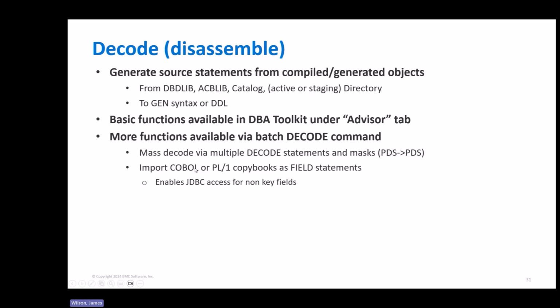There's a way to actually take the decode, and as you're decoding, incorporate COBOL and PL/I copybooks into the segments so that the catalog can know about them. That's one of the requirements for the catalog. Any field that you want the catalog to know about, meaning any field you want exposed to Java, for example, needs to be present in a field statement in those DBDs, which is not typically how things were done in the past in IMS. So I'm going to cover some examples of this.